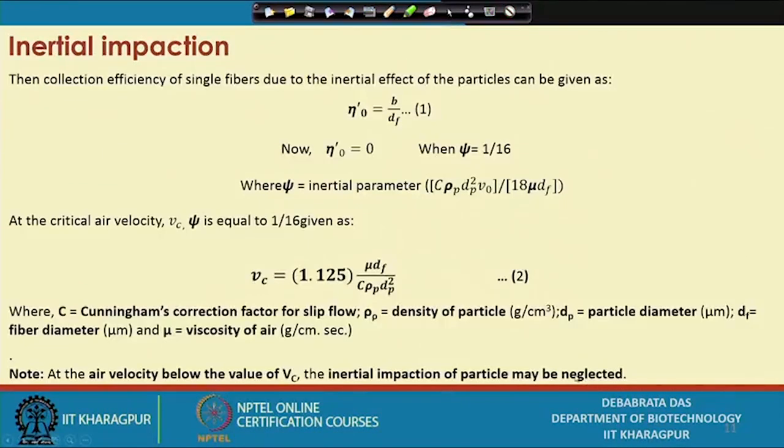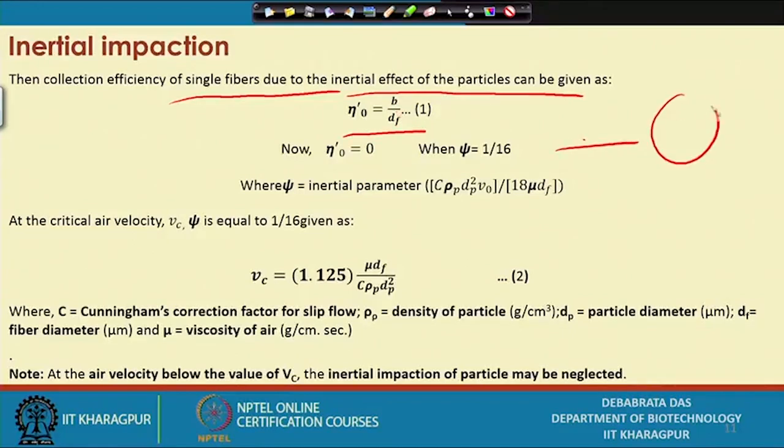Now, here the collection efficiency of the single fiber by inertial impaction can be given as eta 0 equal to b by df. b is the width of the stream. So, we shall have to find out up to what width it is effective. Suppose this is b and the diameter of the fiber is df.